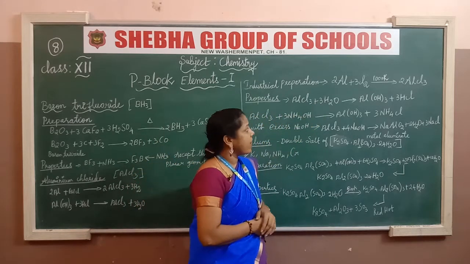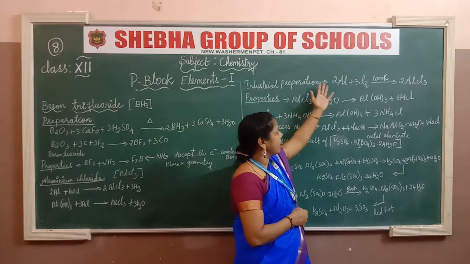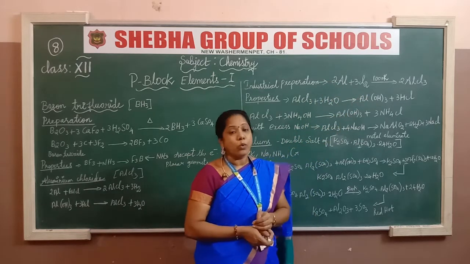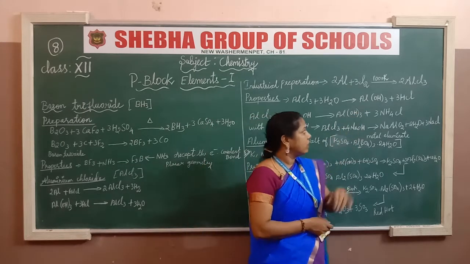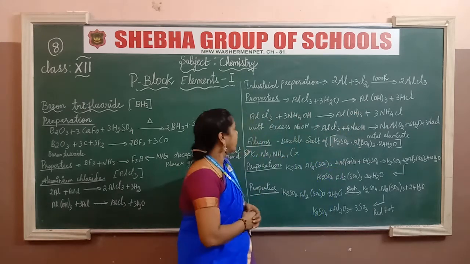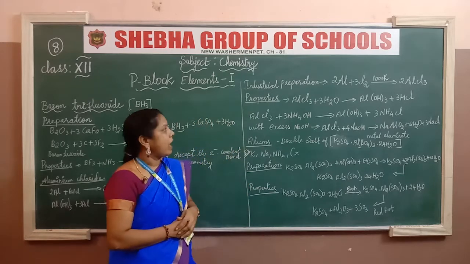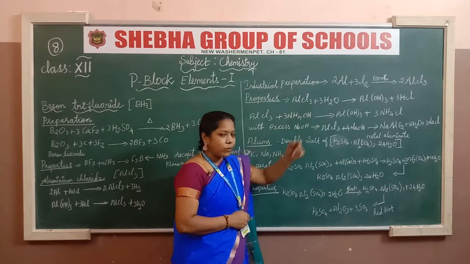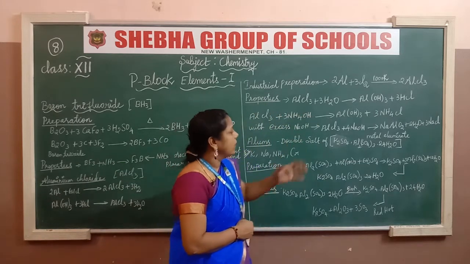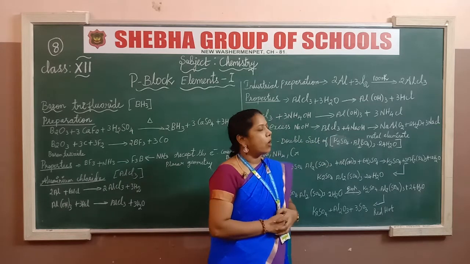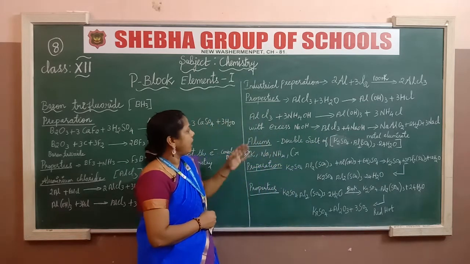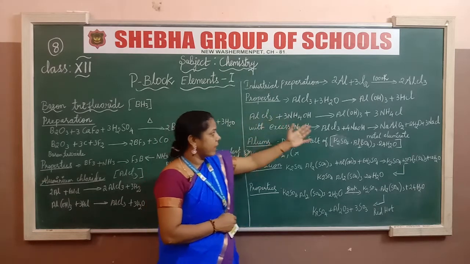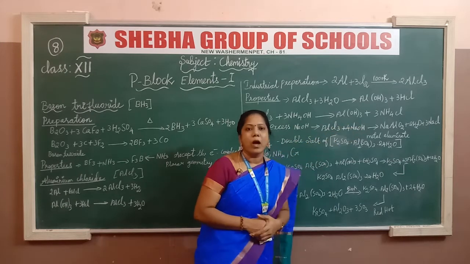What is that? Aluminium reacts with chlorine. The 2 atoms of aluminium react with chlorine under 1000 Kelvin temperature. We can get aluminium chloride. Okay, this is the industrial preparation, and now the properties. Properties of aluminium chloride: it reacts with water molecules. We can get aluminium hydroxide along with hydrochloric acid, and aluminium chloride again with ammonium hydroxide reacts to give aluminium hydroxide and ammonium chloride.